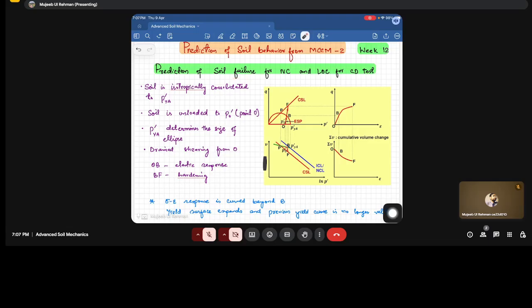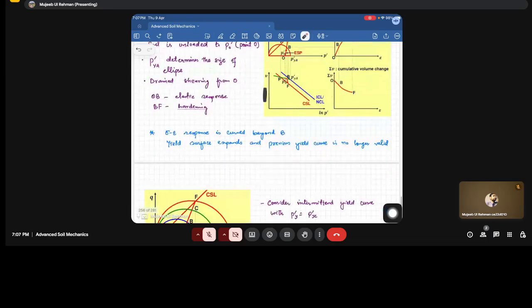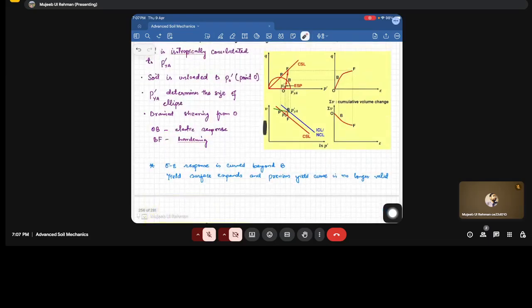Now, one other piece of information is missing: what will happen if we take any intermediate state, where will that state lie? For example, we are showing only two points here. One is point B, which lies on the yield curve corresponding to P'yA, and we are interested at this point here. Now, what if we take any intermediate yield curve? How will the response look, and how will it enhance our understanding of the prediction of soil failures?